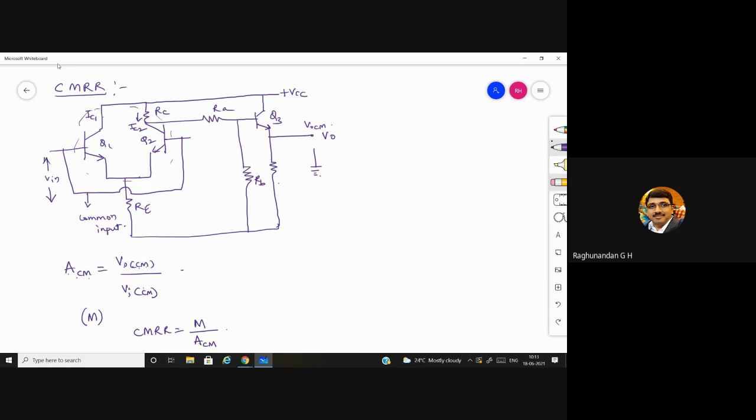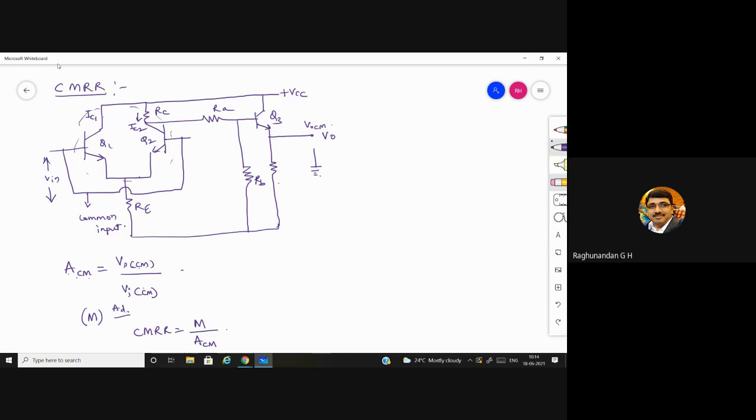In some problems and even in the derivations, because in the exam they'll directly ask you to prove that V0CM is equal to VICM by CMRR into AV. So during that time, you need to know what is M, and also they can ask you to prove that V0CM is equal to ACM into VICM into AV by M. So M is the differential gain. For that purpose, I have written it as M. If you want, you can write it as AD also. Fine.